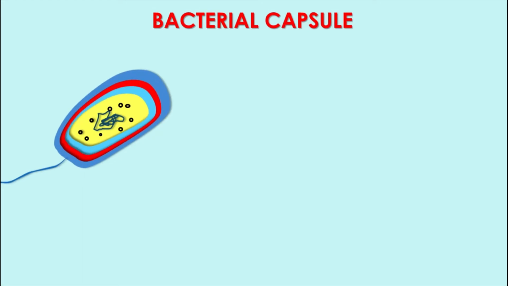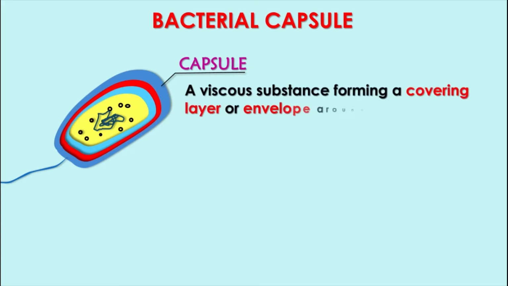Today we are going to see the structure of the bacterial capsule. You know that the bacterial cell consists of the cell envelope, and some bacteria may possess one more outer covering that we refer to as a capsule. So what is the bacterial capsule? It is a viscous substance forming a covering layer or envelope around the cell wall with a definite margin. This is known as the capsule.